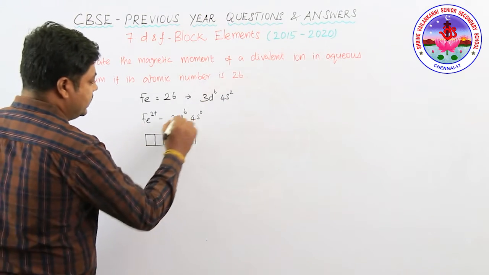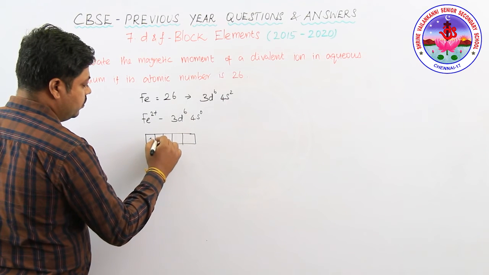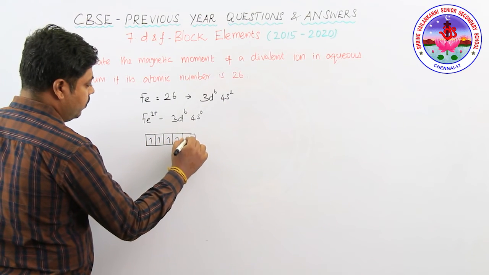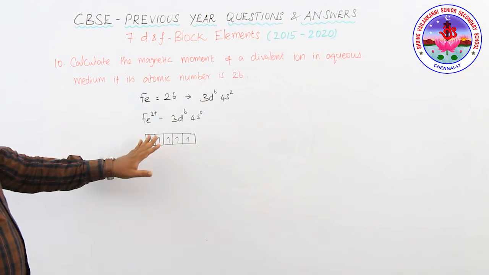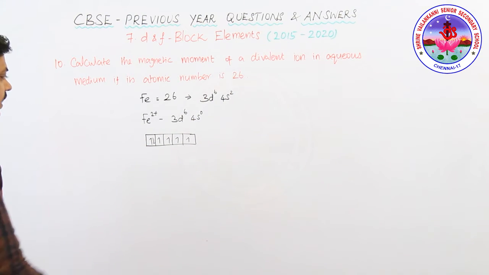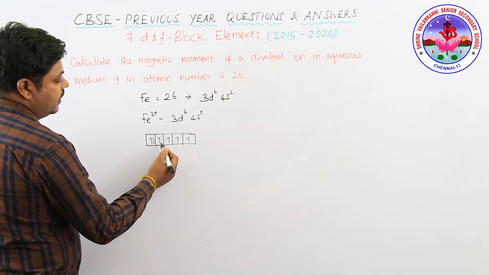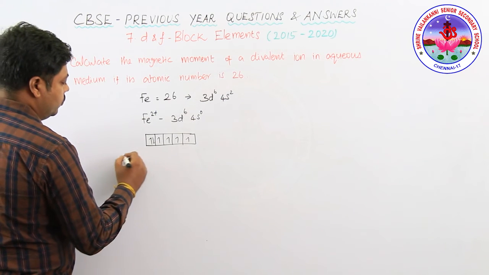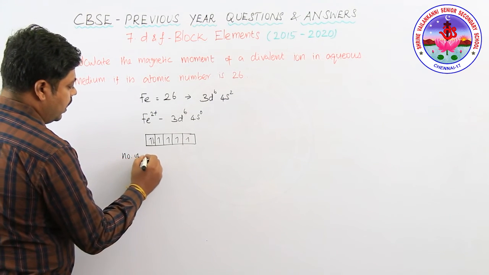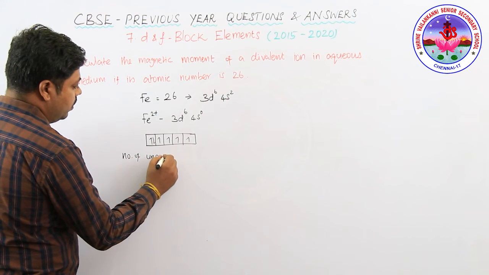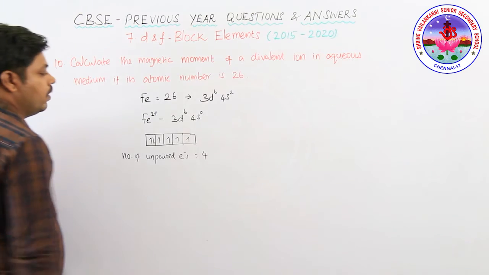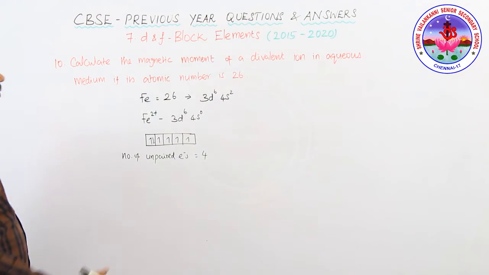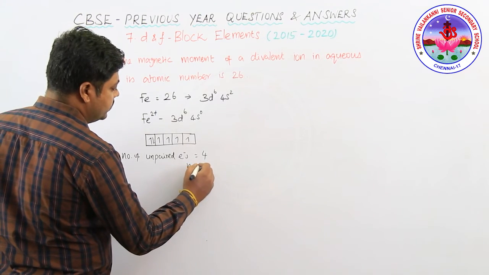So having 6 electrons, so 1, 2, 3, 4, 5, 6. Count the number of unpaired electrons in this system. See here the number of unpaired electrons: 1, 2, 3, 4. So the number of unpaired electrons is 4. That is called N. Simply they are called N. So N is equal to 4.